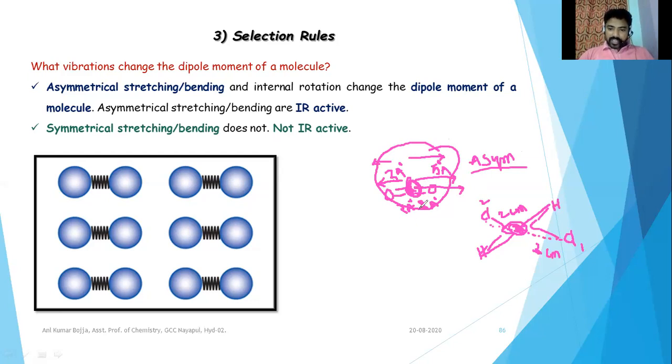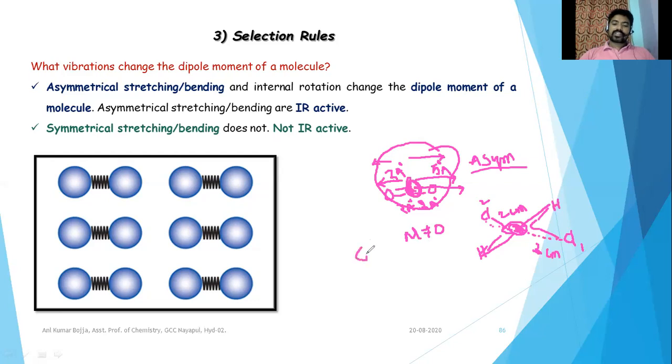At the same time, we can also find a change in dipole moment. We can also find a change in the dipole moment value of that molecule. So mu is not equal to 0. It will not be zero, which means we will get some positive dipole moment value for that molecule vibration. So this is about asymmetrical stretching.